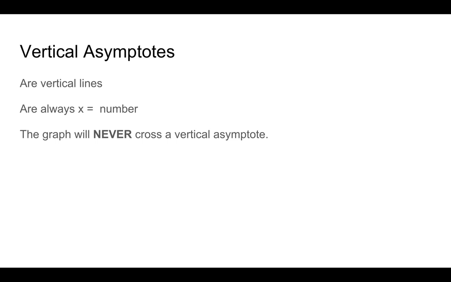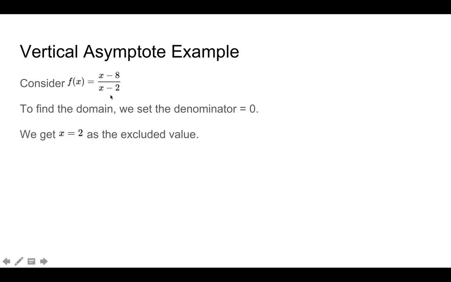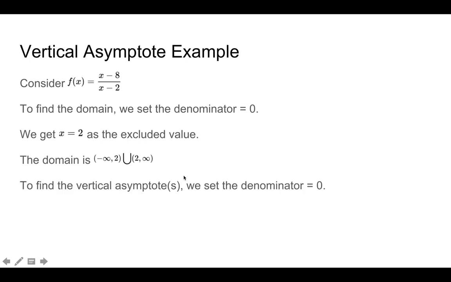A graph can never, ever, ever touch a vertical asymptote. They're like force fields. The graph can get really close to it, but will never touch it. Okay, for example, say we've got this perfectly good rational function here. If we wanted to find the domain, we would take the bottom, set it equal to 0. We could see pretty quickly, we get x equals 2 as the excluded value. So the domain would be negative infinity to 2, union 2 to infinity, parentheses all around.